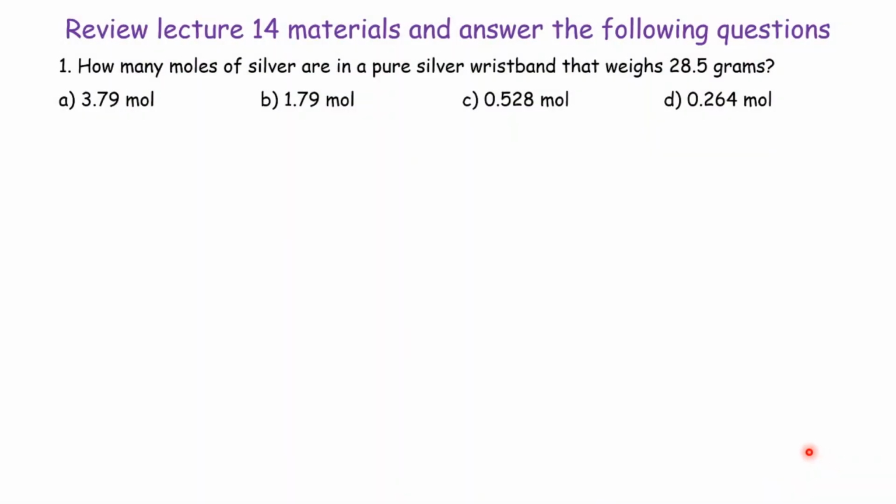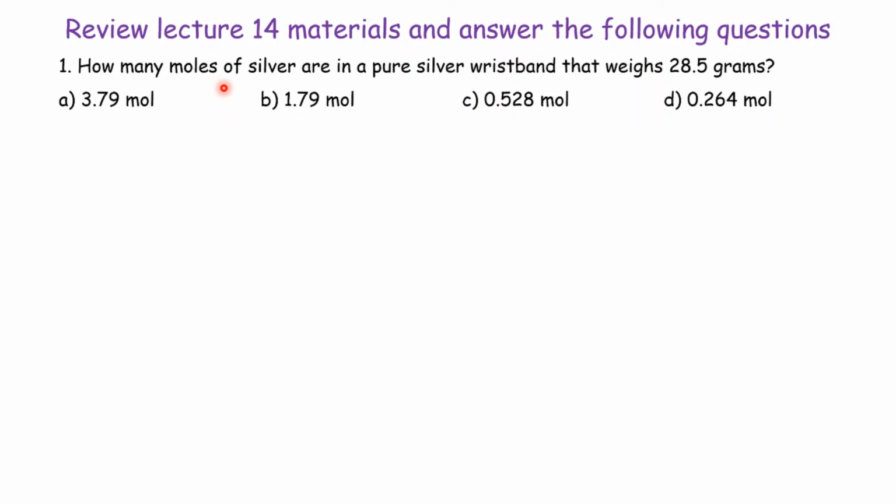Now, end of lecture 14, quiz questions. The first one. So, how many moles of silver are in a pure silver wristband that weighs 28.5 grams? So we know the mass, and we need to find out the moles. That should be just 1-step calculation, all right? So, and we'll use molar mass as the conversion factor, okay?